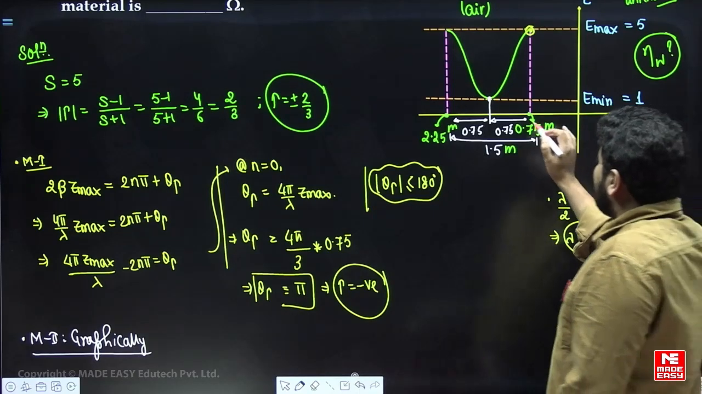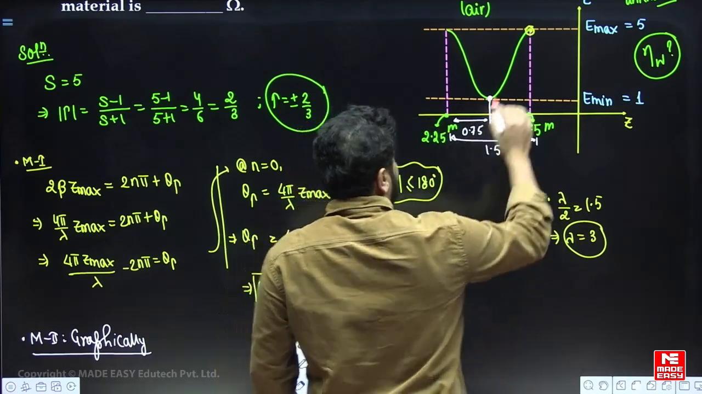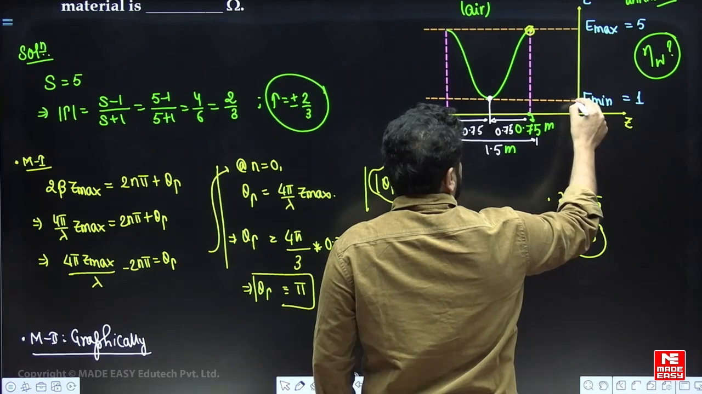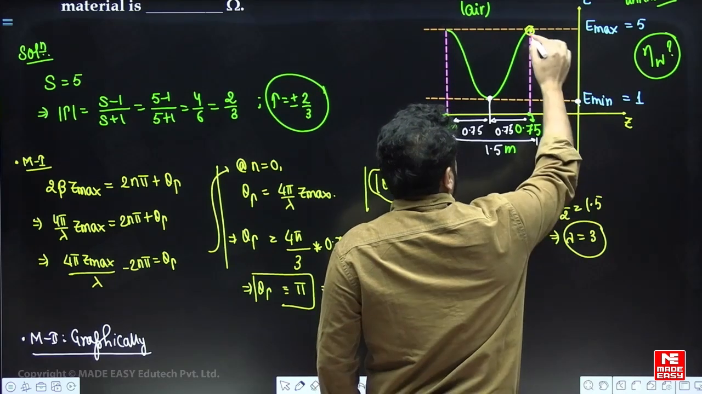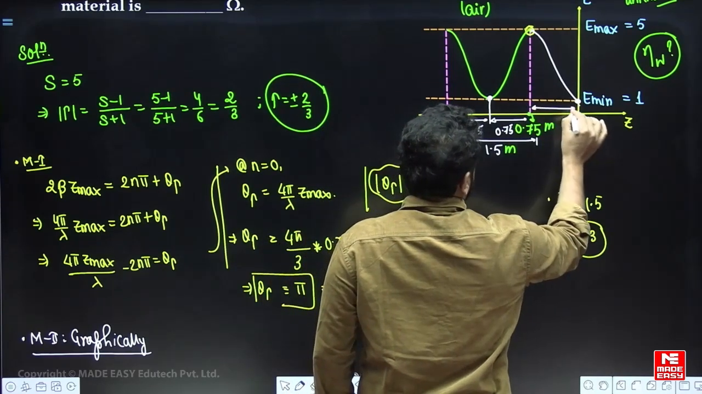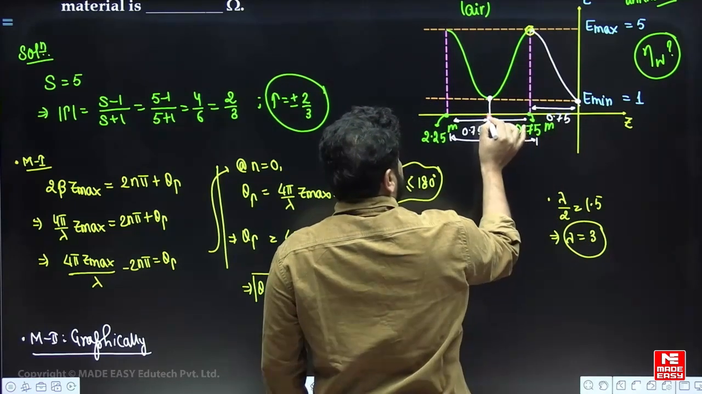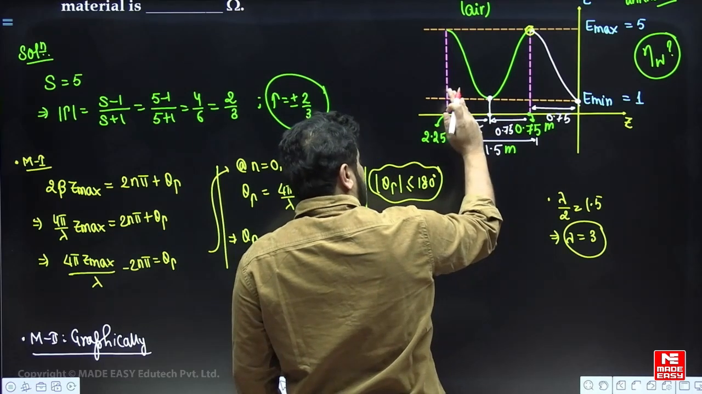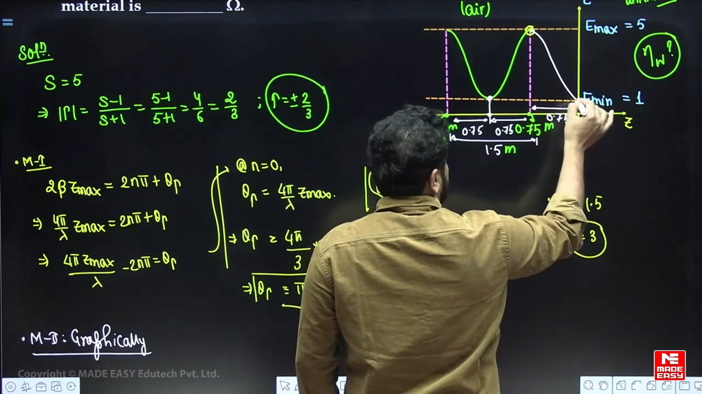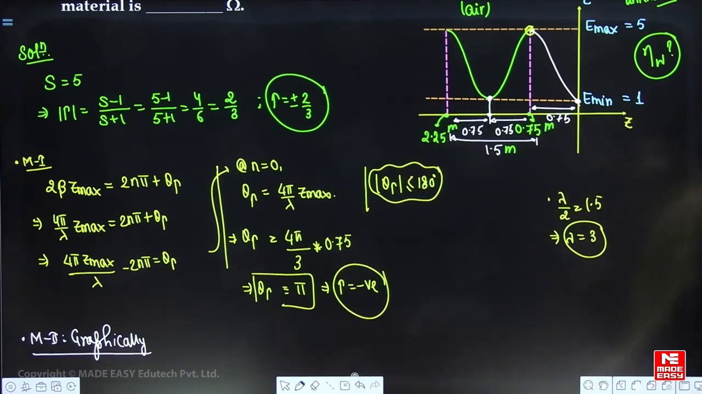It means that this is the minima which is occurring at what distance? 0.75. So if I extrapolate this graph, that means 0.75, here I am going to get the minima. So if I extrapolate the graph, it will become like this, because this distance is 0.75. So if from the maxima the minima is occurring at 0.75 on this side, then on the right side also the minima will occur at 0.75 distance. So the minima is occurring at this point.